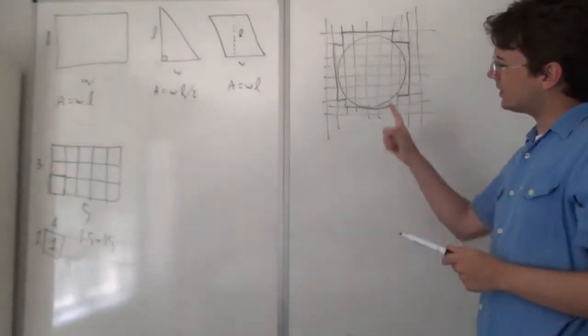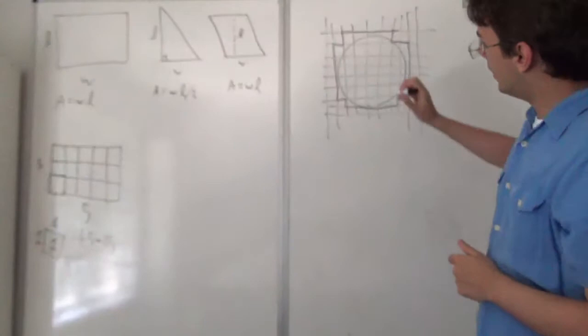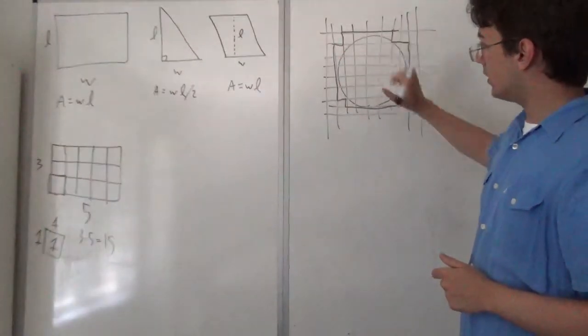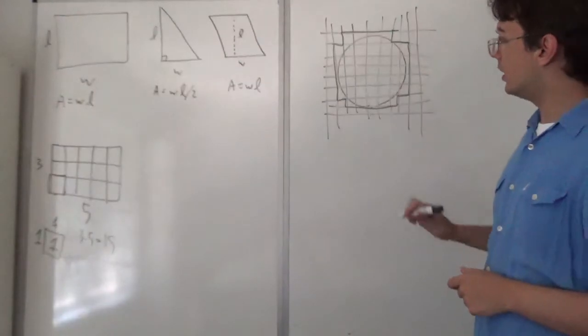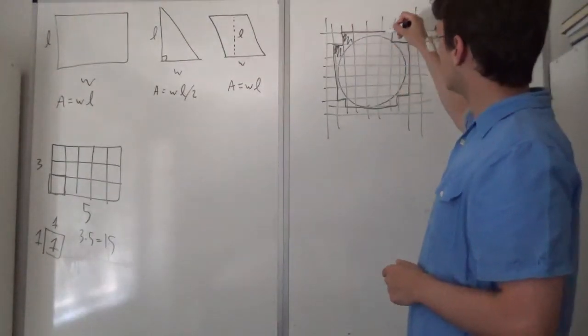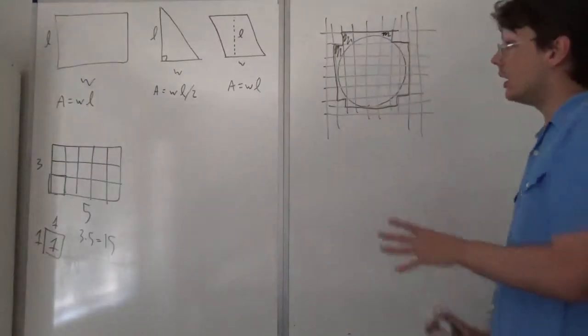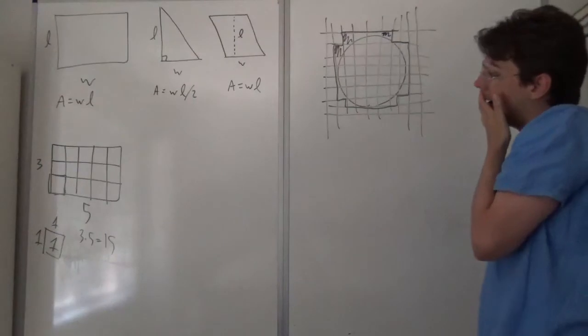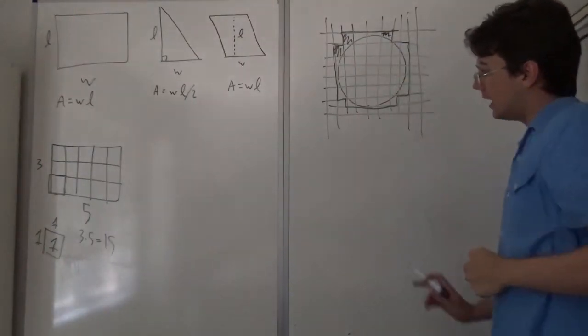But this is just an estimate, right? This is obviously bigger than the actual circle here. There are squares like this one and this one, which have a ton of area not enclosed by the circle. So I don't think we'll be able to break this guy up into squares.